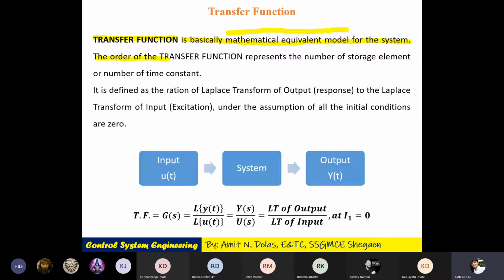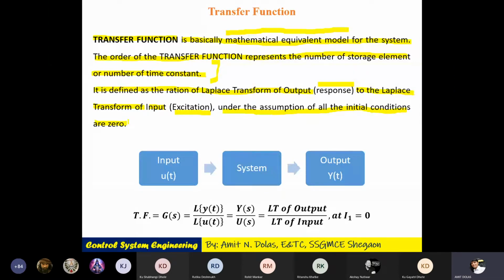The order of the transfer function represents the number of storage elements or the number of time constants. This concept will be clear in further PPTs. It is defined as the ratio of the Laplace transform of output, which is nothing but the response, to the Laplace transform of input, which is nothing but the excitation, under the assumption that all the initial conditions are zero. There should not be any initial condition.